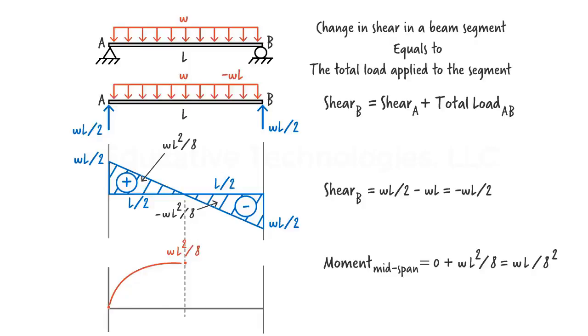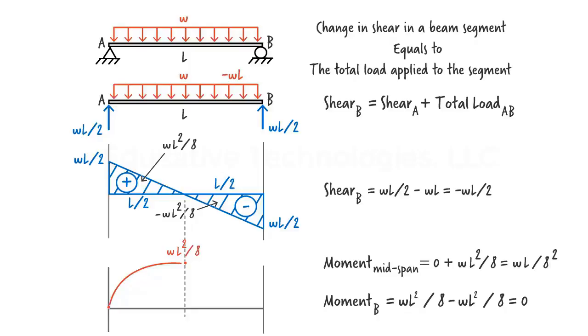We employ the same technique to draw the moment diagram for the right segment of the beam. Moment at the left end of R2 is the same as the moment at the right end of R1. Therefore, we start with a moment value of positive WL squared over 8. Moment at the right end of R2 equals the moment at the left end of the segment plus the area under the shear diagram in the segment. Since this area is negative WL squared over 8, the right moment is 0.